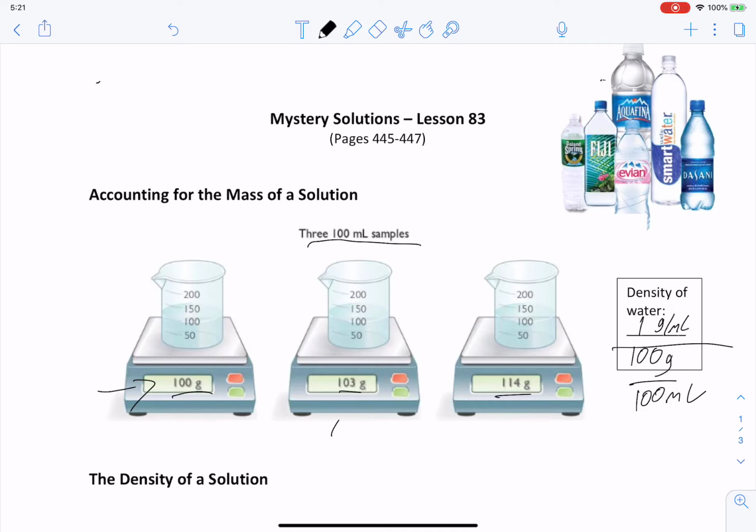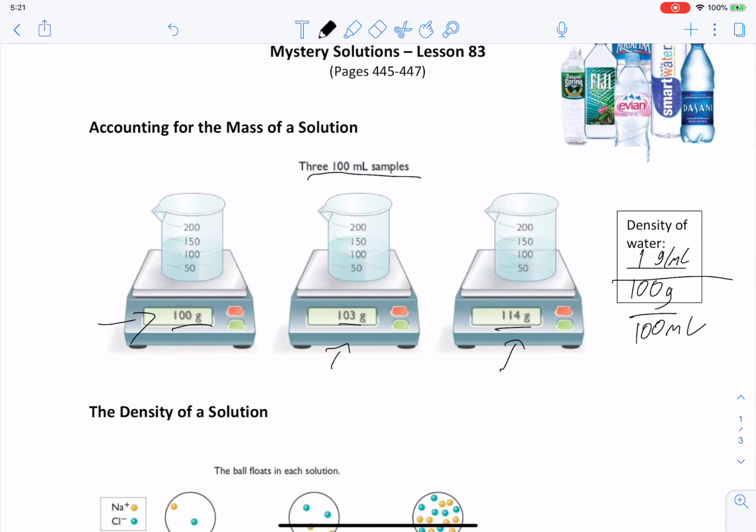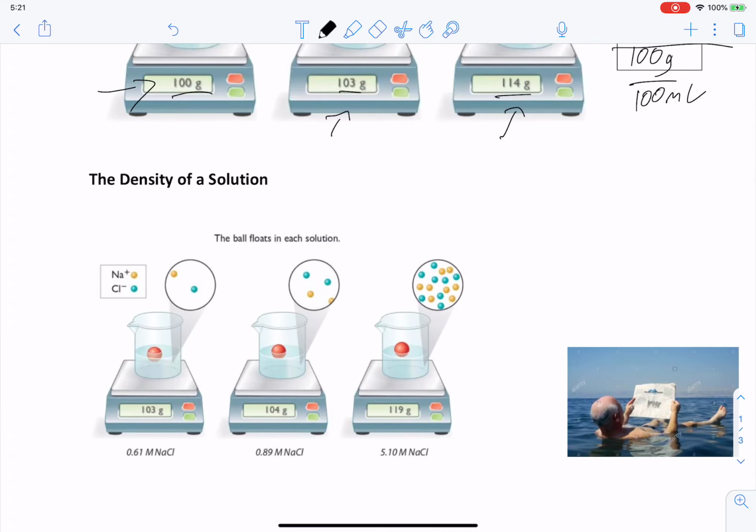When you have 103 here and 114 on the right, that's getting into more minerals or substances that are unknown. So how can we figure out those substances, or how many substances are found in water? That's the goal for today.